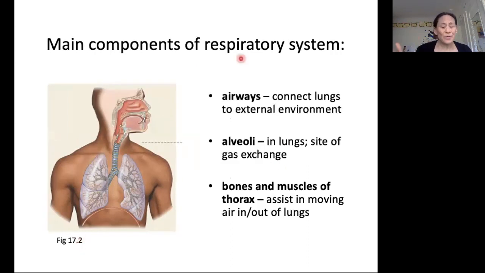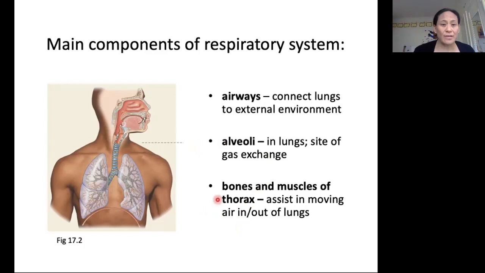All right, so now we're ready to talk about the structure of the respiratory system. The respiratory system consists of airways, which are a series of tubes that connect the lungs to the external environment. We've got alveoli, which are these little sacs in our lungs, and those are the site of gas exchange in our lungs. And then finally, we have the bones and muscles of the thorax, which play a big role in helping us move air into and out of the lungs.